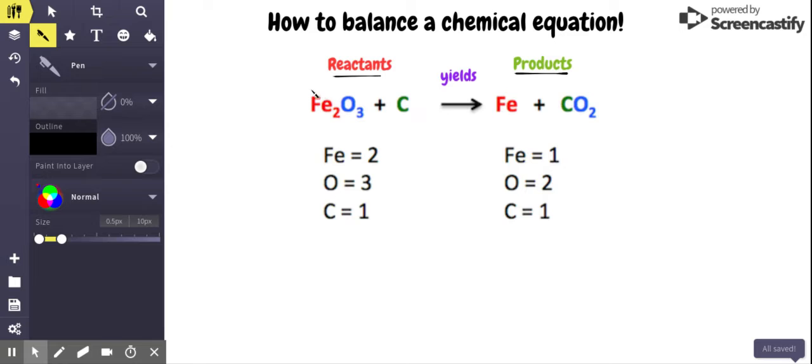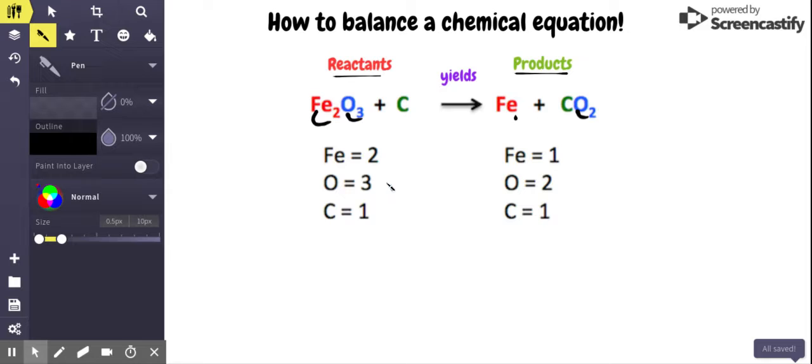Now, there are a couple of things that you are going to have to know in terms of terminology. Number one, right here, this is considered a subscript. Subscripts apply directly to this element. So in this case, we have 2 iron and we have 3 oxygen. If there isn't a subscript, we assume that there's just 1 there. This 2, however, only goes to oxygen, not carbon.